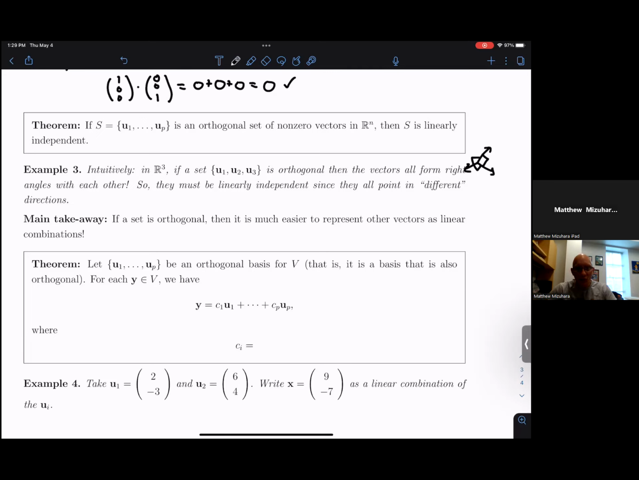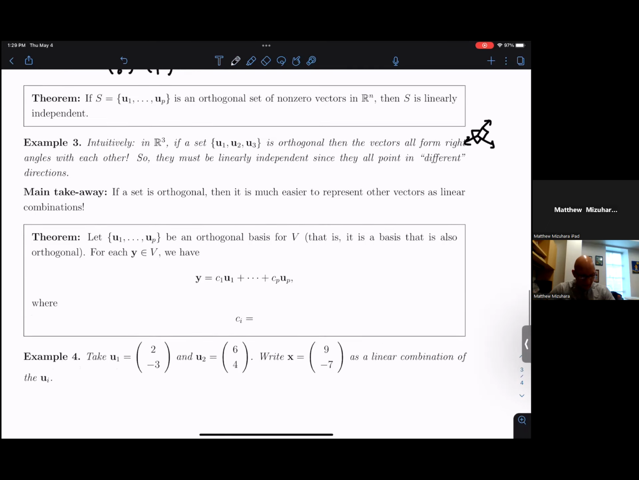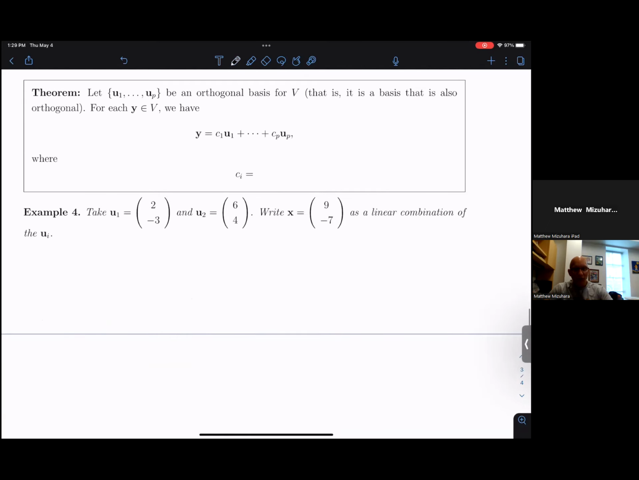So why is an orthogonal one even better? Well, that's summarized in this final theorem, which says, if I gave you an orthogonal basis for your vector space, that is, a basis that happens to also be an orthogonal set, then every vector y in the vector space, we can write as a linear combination of that basis. Well, that's not surprising, right? You already could do that with any basis. But the point is, for an orthogonal basis, there's a formula for it, right?